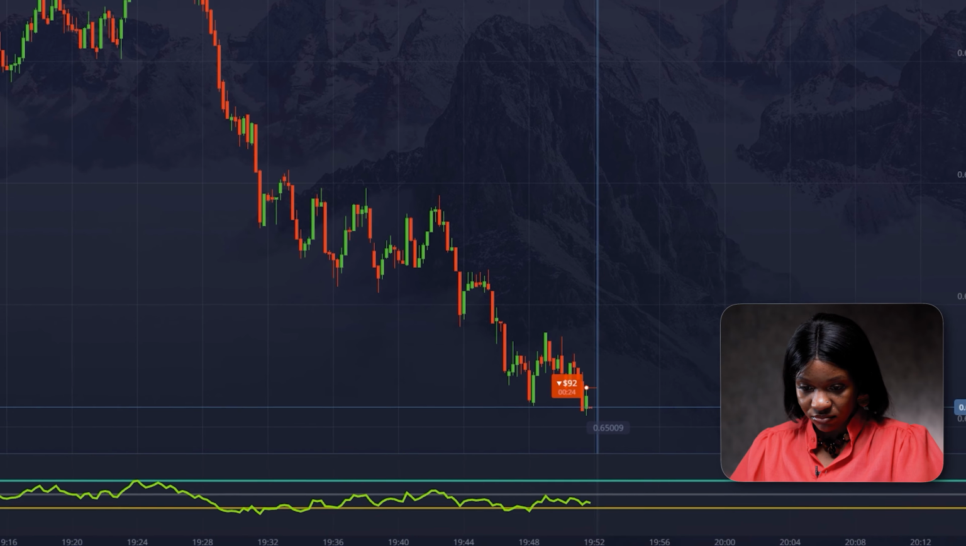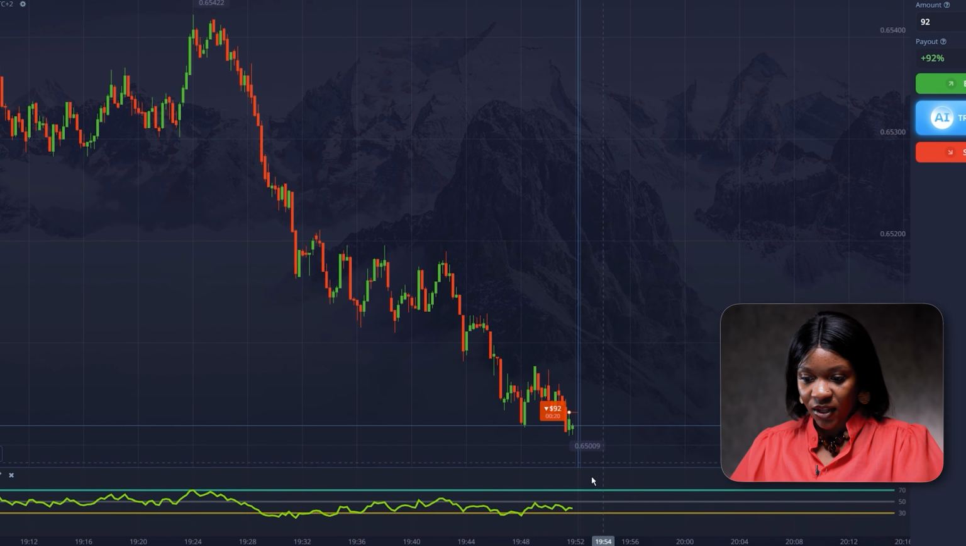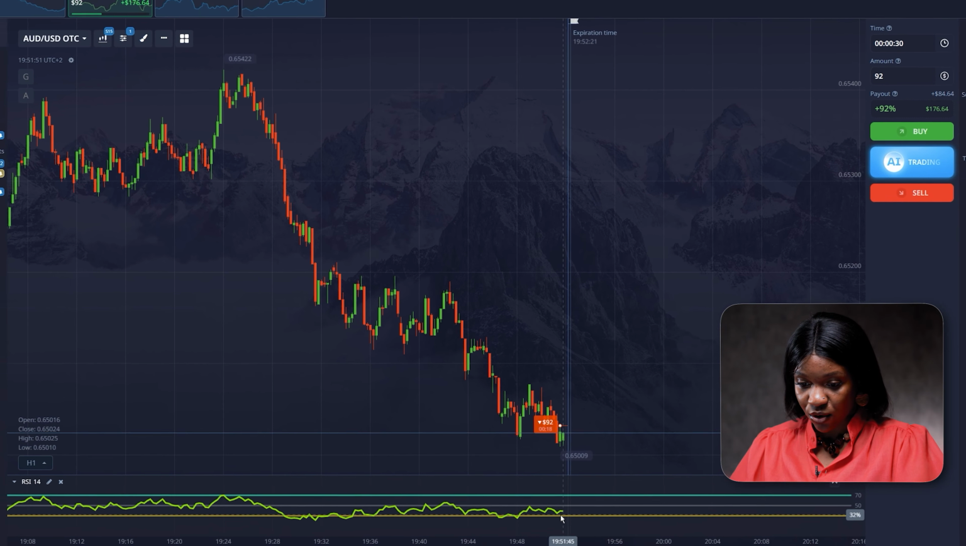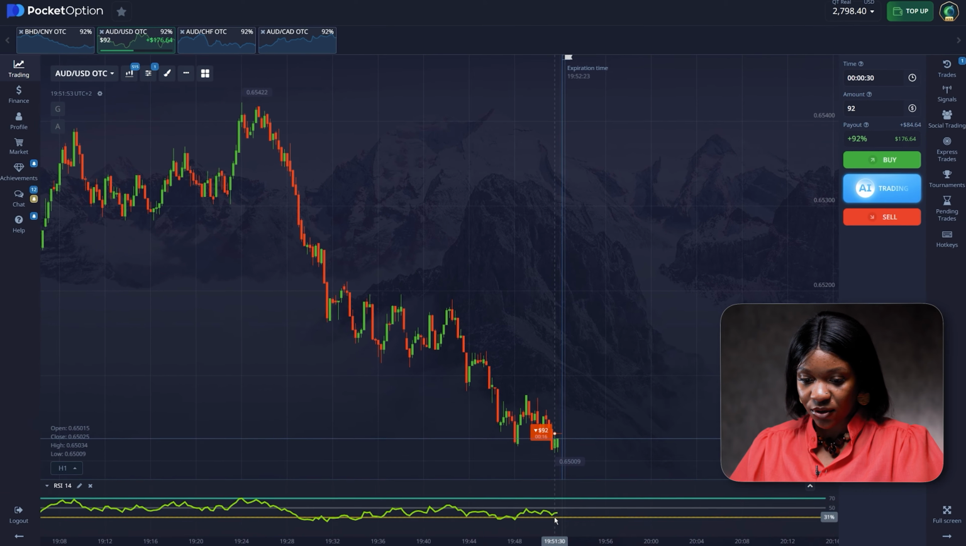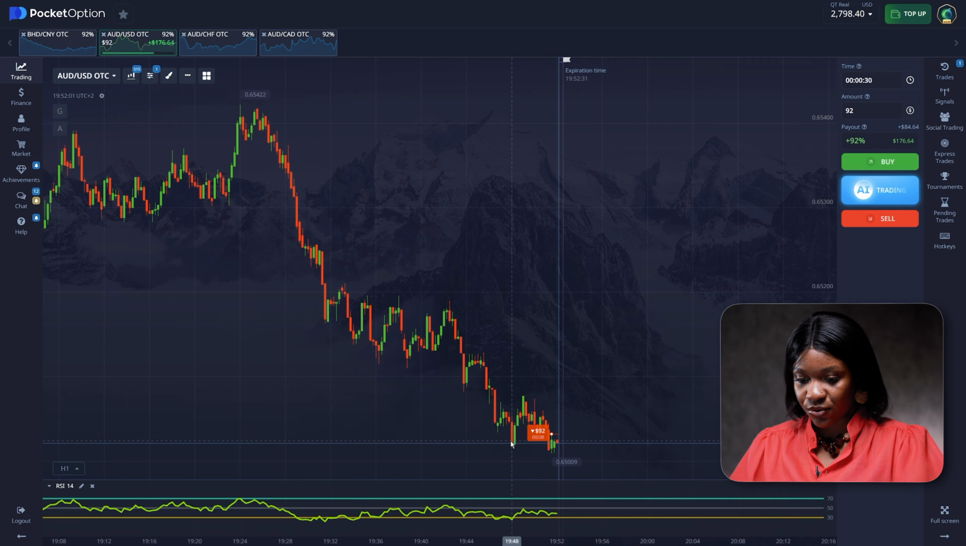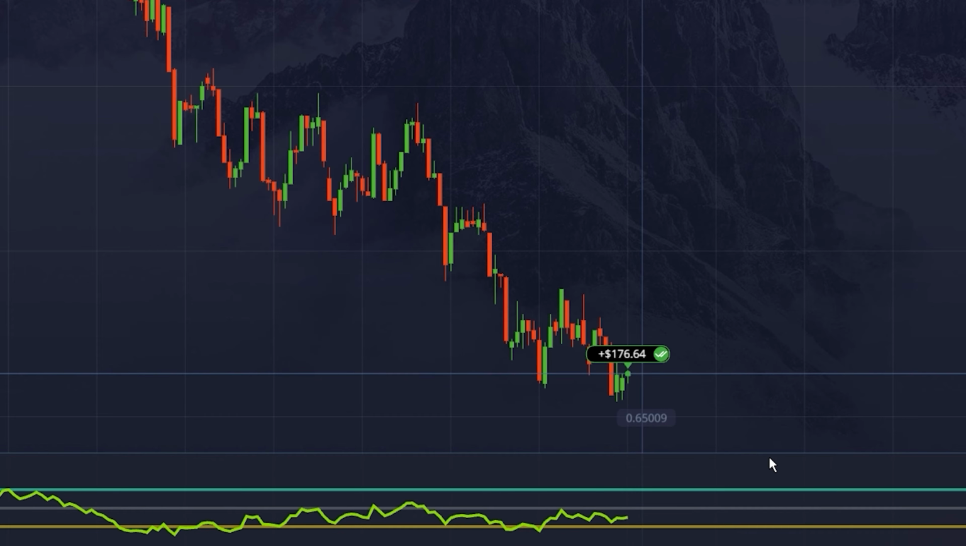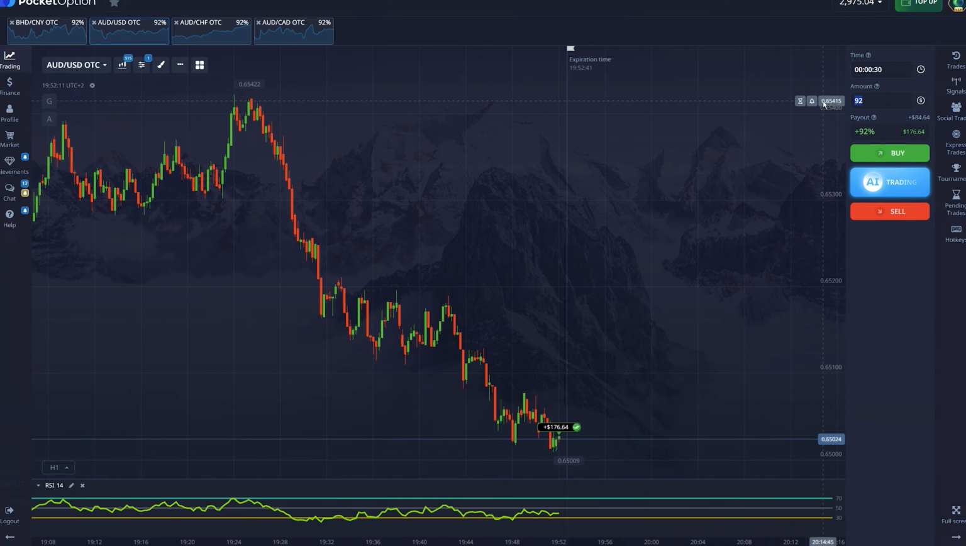We go down, just lower, lower, lower. The RSI is not in the oversold zone. Please note, this is a key factor. Therefore, it is possible to open a short position here. If the RSI was in the oversold zone as it was here, then I would not open a position to the downside. Alright, we're back in profit, guys.